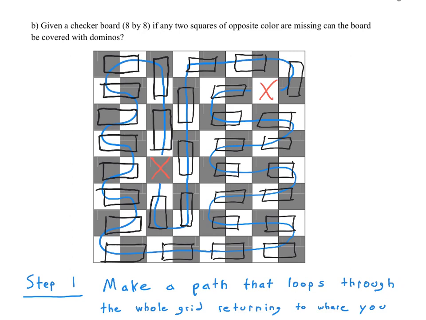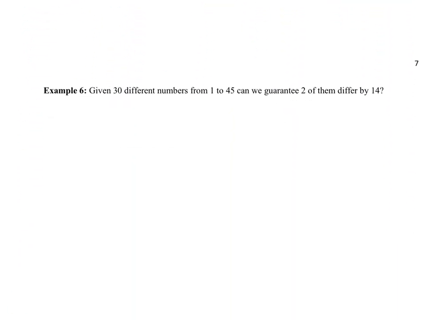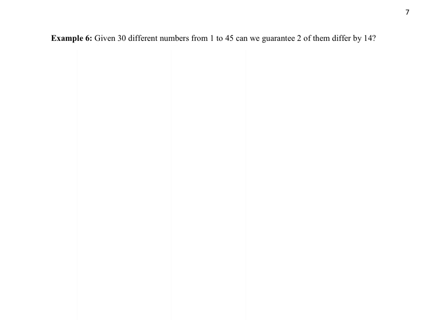Let's move on to our next problem on the pigeonhole principle. All right, this problem says, given 30 different numbers from 1 to 45, can we guarantee that 2 of them differ by 14? Let's think back to an earlier problem in this video where we had numbers from 1 to 8 and we thought about, can they sum up to 9?